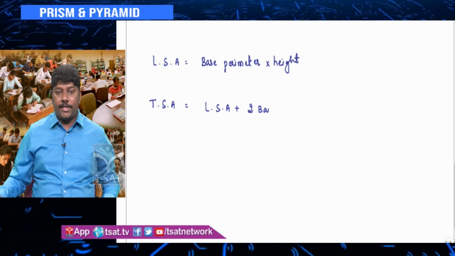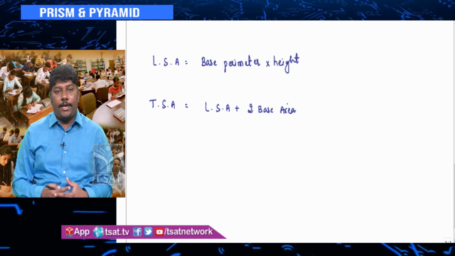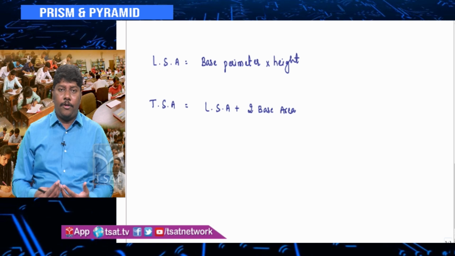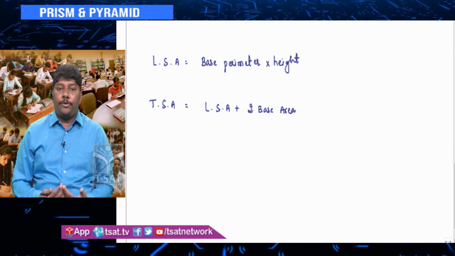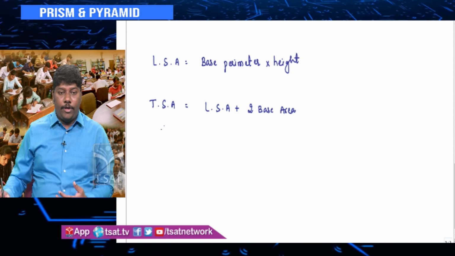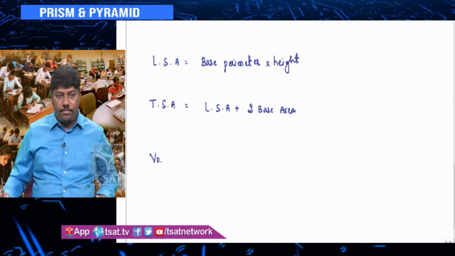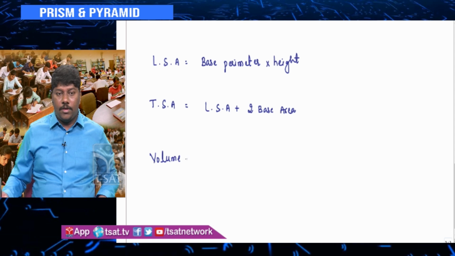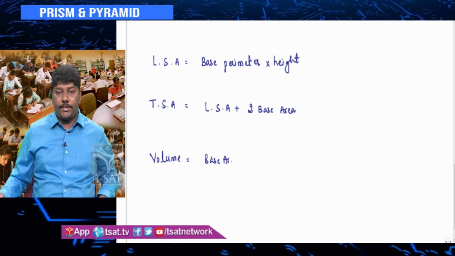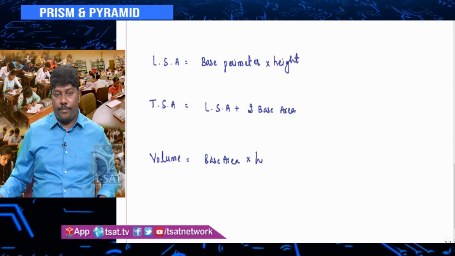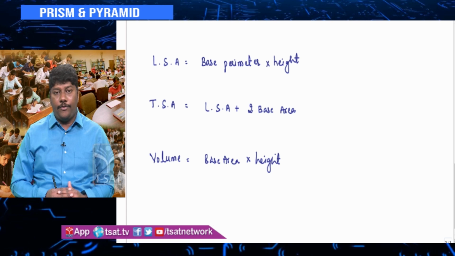What do you mean by this base area? If you take a triangular prism, you take two triangles, the area of two triangles. If you take a quadrilateral prism, the quadrilateral may be a parallelogram or a trapezium, or else it can be a square prism or anything. So you have to add two base areas. If you want the volume, simply take the base area and multiply it with height. So these are the three very important formulas of prism.